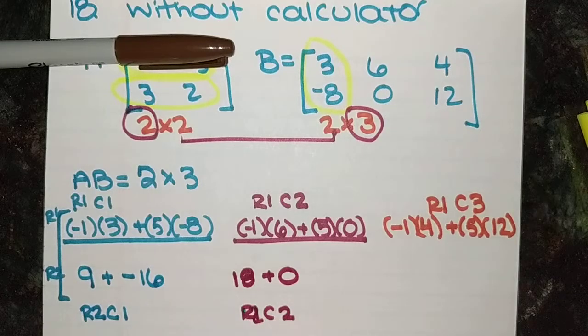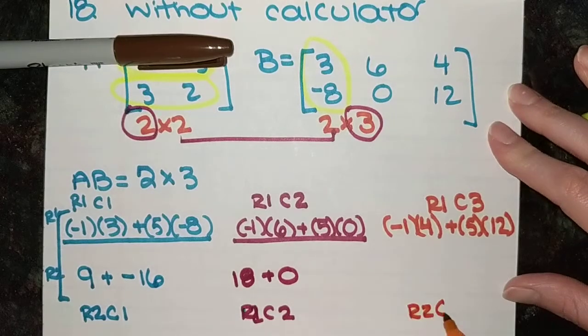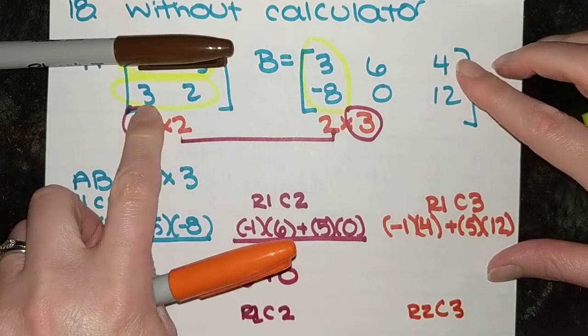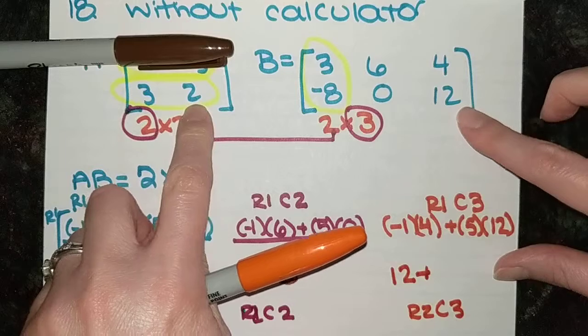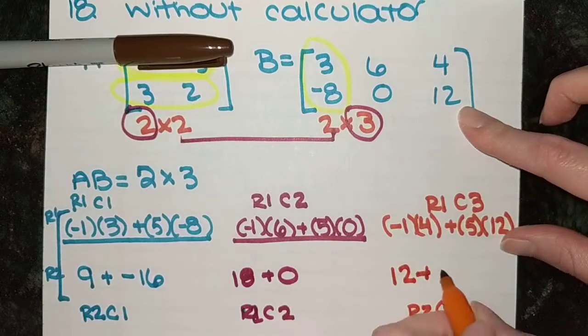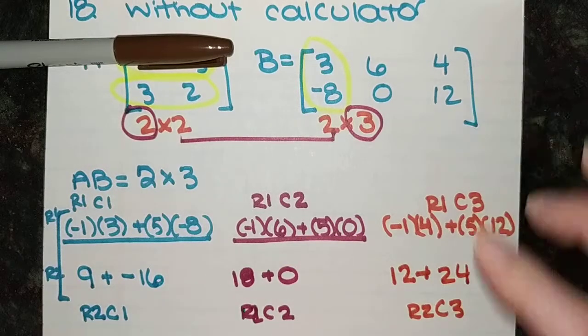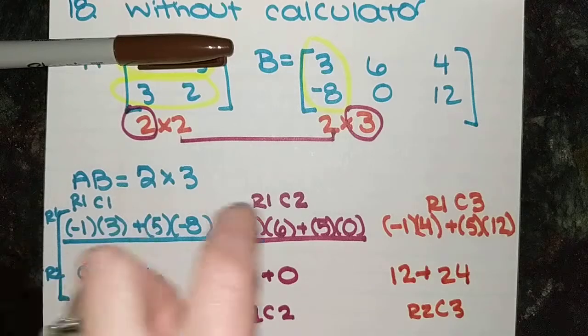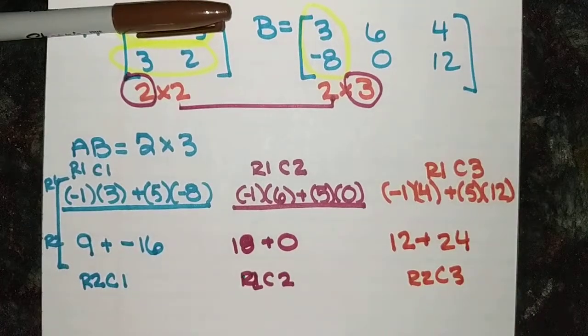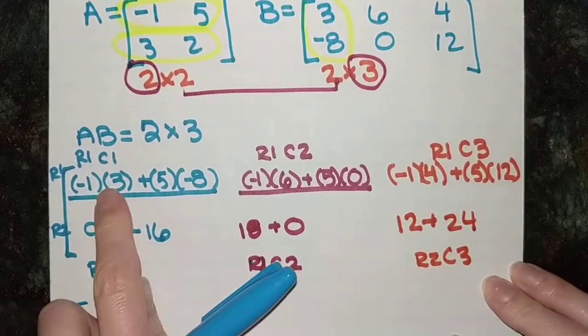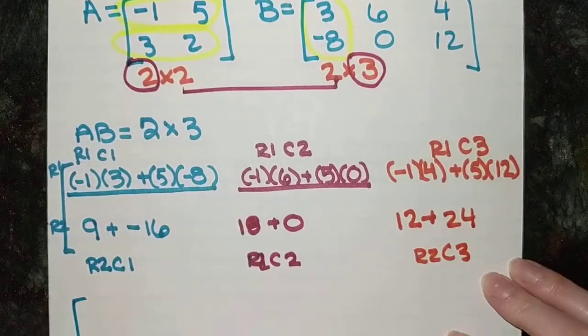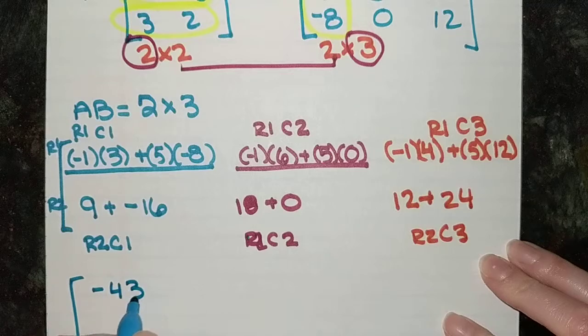And then for the last one, row 2, column 3, we're going to take 3 times 4, so 12, plus, and then 2 times 12, 24. Okay, and then we'll add the entries for each of these individual spots, and that will give us our final matrix. So for this first one, we have -3 minus 40, so that gives us a -43.